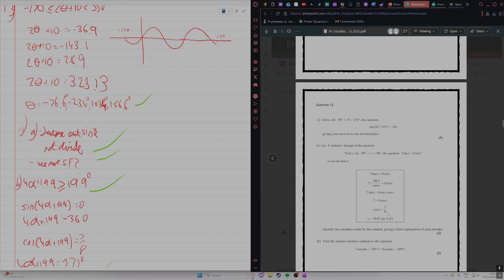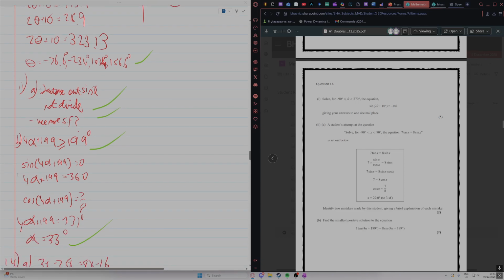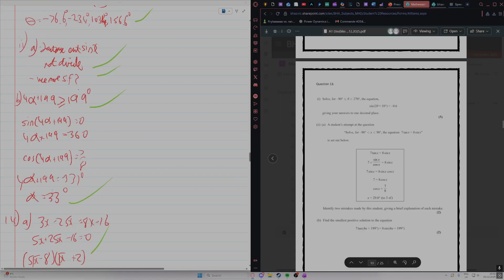Finding the smallest possible solution to this, well, the smallest possible solutions mean that alpha is greater than or equal to 0, which means that 4 alpha plus 199 needs to be greater than or equal to 199, otherwise it won't be a positive solution. From this, you know that the two different equations you have are sine of 4 alpha plus 199 equals 0, or cos of 4 alpha plus 199 equals 7/8. Try both of them, you see that the lowest solution is this one, which is 3 through 1, and then you solve for alpha, and that's your solution.